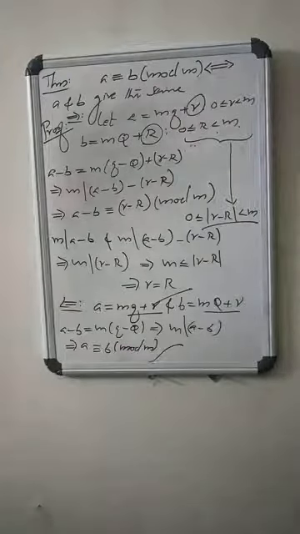So a is congruent to b mod m if and only if a and b give the same remainder, and the reverse implication also holds. Agree?